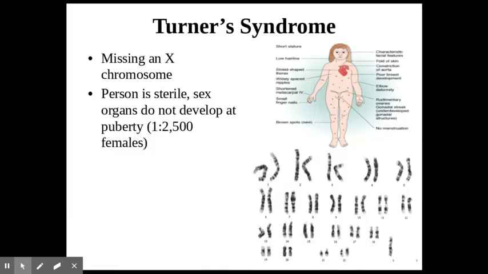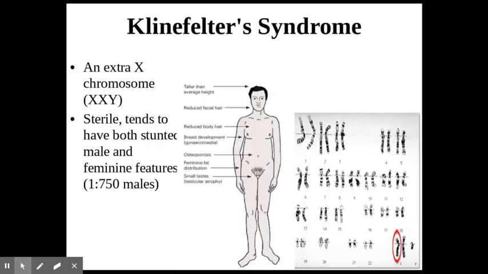Turner syndrome is where you have a missing X. So usually this individual is associated with a female. The person is sterile, the sex organs do not develop at puberty, and they can have some other problems as well. Klinefelter syndrome is where you have an extra X, so you have two X's and a Y. You usually are considered male, but you have some of both of the different features of a male and a female with this disease.